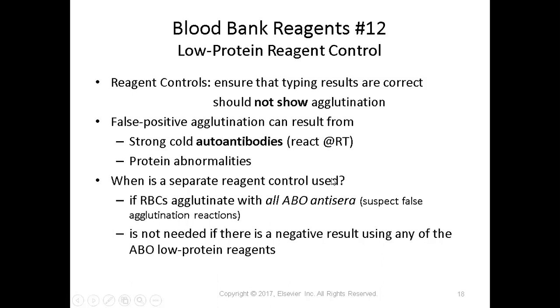So when do we use a separate reagent control? If red blood cells agglutinate with all of our ABO antisera, we're going to suspect false agglutination reactions. And if there is this polyagglutination going on, the reagent control is probably going to agglutinate too, and that's going to tell us that something's going on. They're not needed, okay, if we have a negative result using any of the low protein reagents.